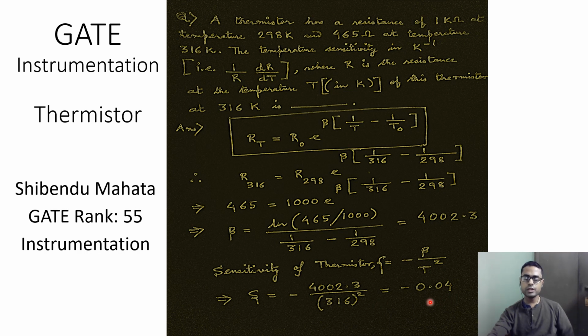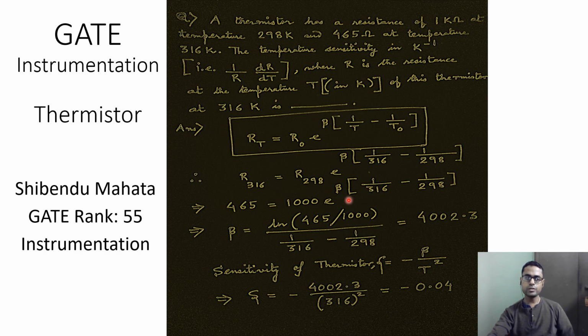The sensitivity is negative, and this simply implies that this is an NTC type thermistor. The other way to look at it is that at a lower temperature of 298 Kelvin the resistance is 1000 ohms, whereas at a higher temperature of 316 Kelvin the resistance has dropped down to 465 ohms.